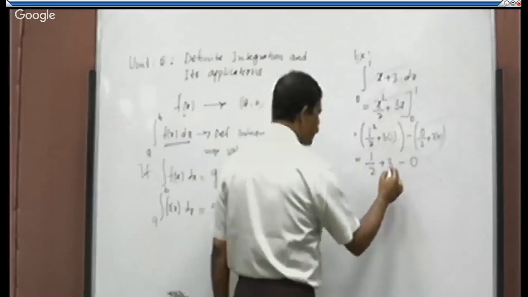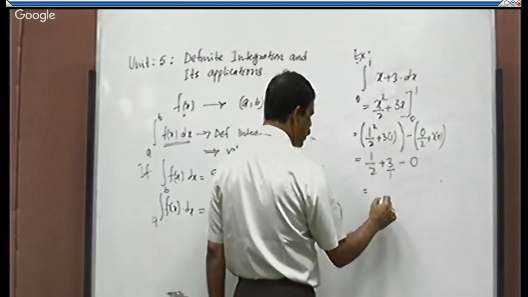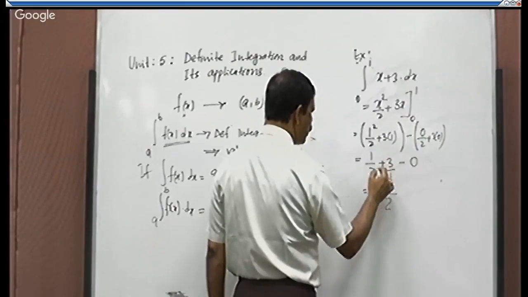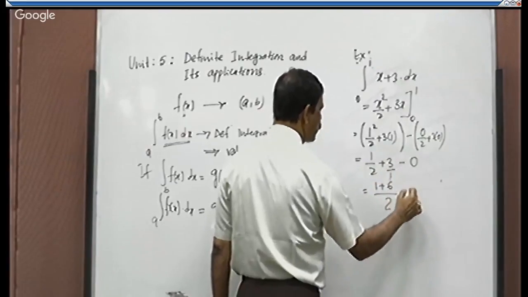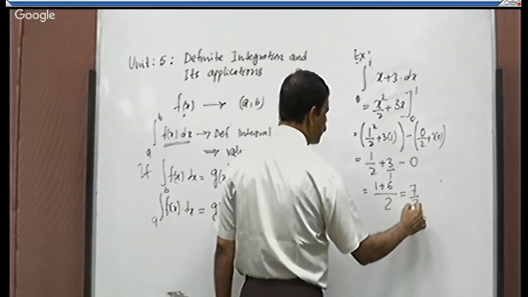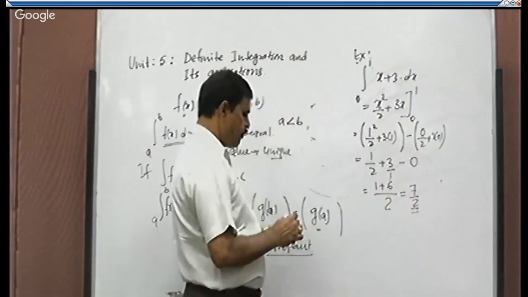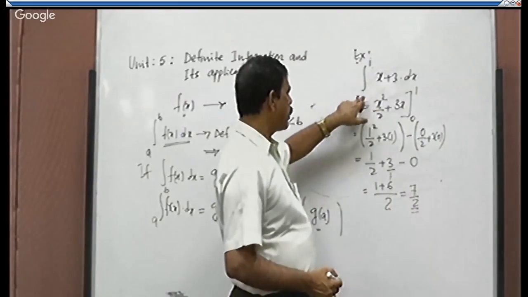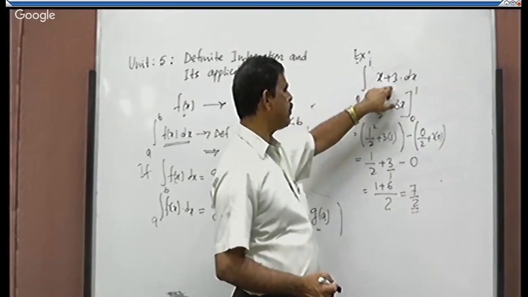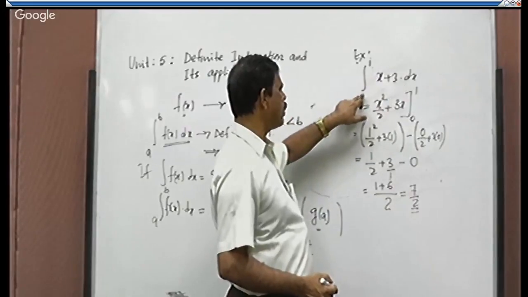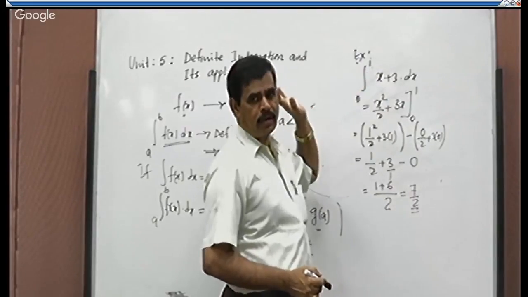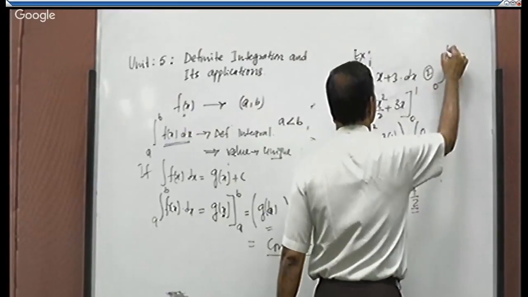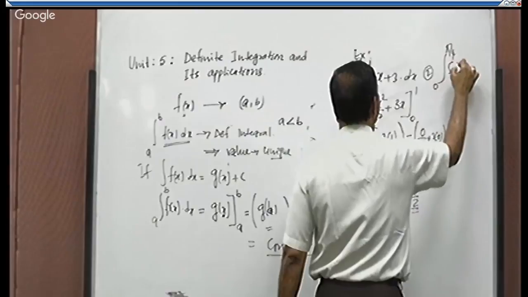This is simplified by taking the LCM, correct? 2 is the LCM. So 1 into 1, 1, plus 3 into 2, 6. 1 plus 6 is equal to what? 7. 7 by 2 is the unique value of the definite integral, integration of x plus 3 with respect to x in the limit 0 to 1. Right? See this also. Second one, integration of 0 to pi by 4, secant square x dx.